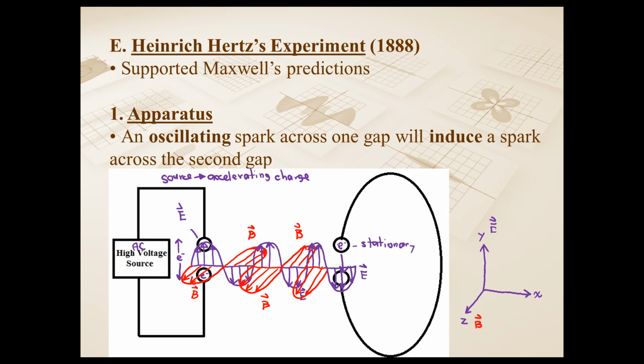Then later when the crest turns back into the trough and the trough turns back into a crest, it would then hop across here. So what we'd see is, if I have a spark jumping across one gap, I can induce a spark jumping across the other. And this does support the idea of there being an electromagnetic wave that is produced by this accelerating charge from the AC current.